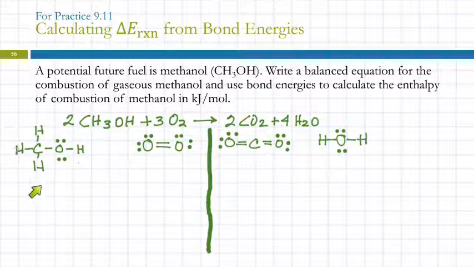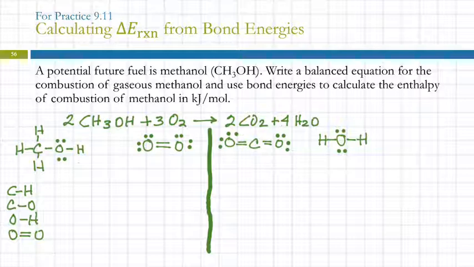So in this molecule, I have carbon-hydrogen single bonds. I have a carbon-oxygen single bond. I have an oxygen-hydrogen single bond. And that covers all of the bonds in there. And then in an O2 molecule, I have an oxygen-oxygen double bond. Everybody okay with that?